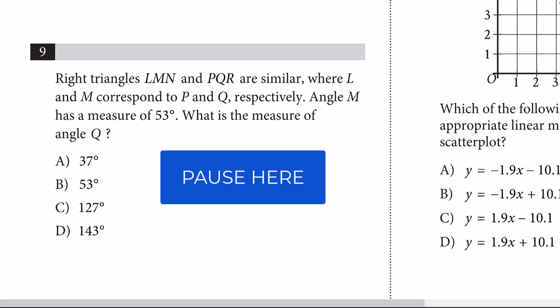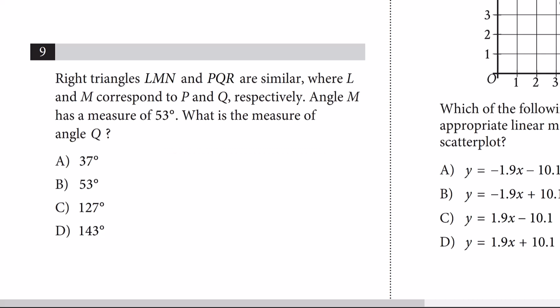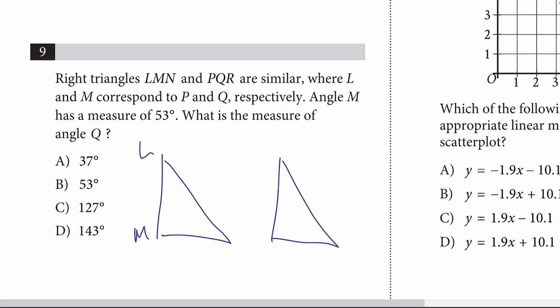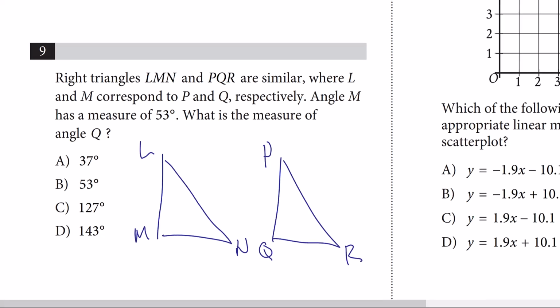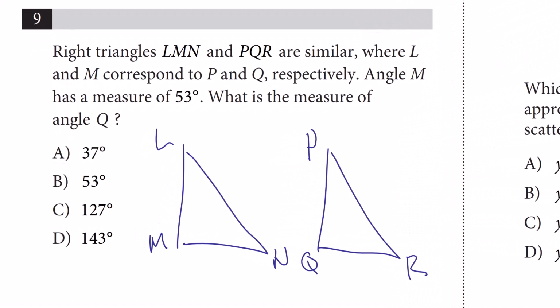Question number 9. Go ahead and pause the video. Solve the question. We don't know which way these are oriented, but you want to make sure you line them up. L, M, N. I'm going to do it that way. So then P, Q, R has to be like this. Now again, no matter what happens, you got to make sure that they correspond and you make sure that the angles match up. It says L and M correspond to P and Q. So L and M, L matches with P, M is with Q, so that's the right way.